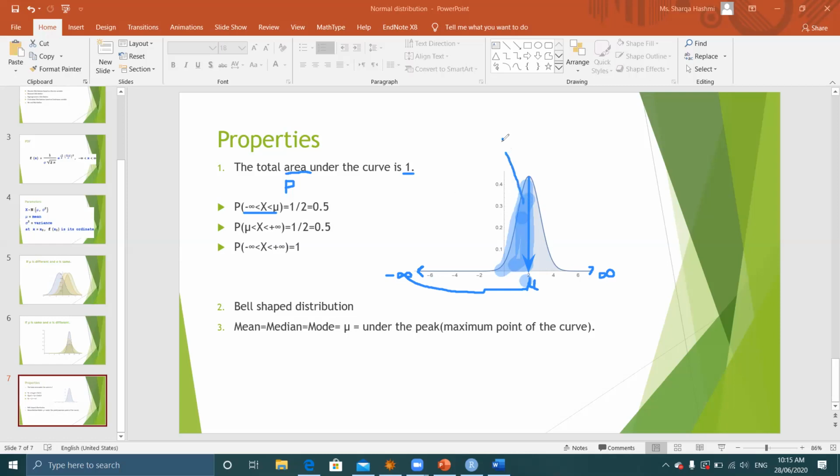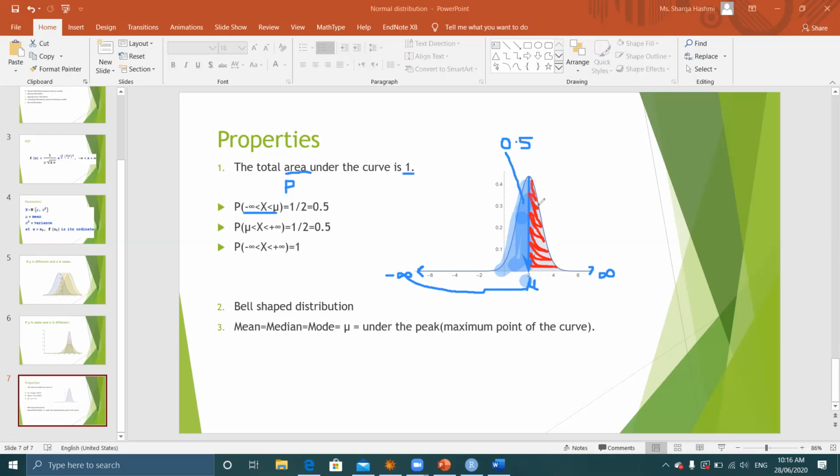This is 0.5. Below the mean, below the mu, this is 0.5. And the other half area, if I color it in different shade, then this is the area which exists on the upper side of mu. Okay, I'm just trying to shade this area and differentiate it from the blue color.